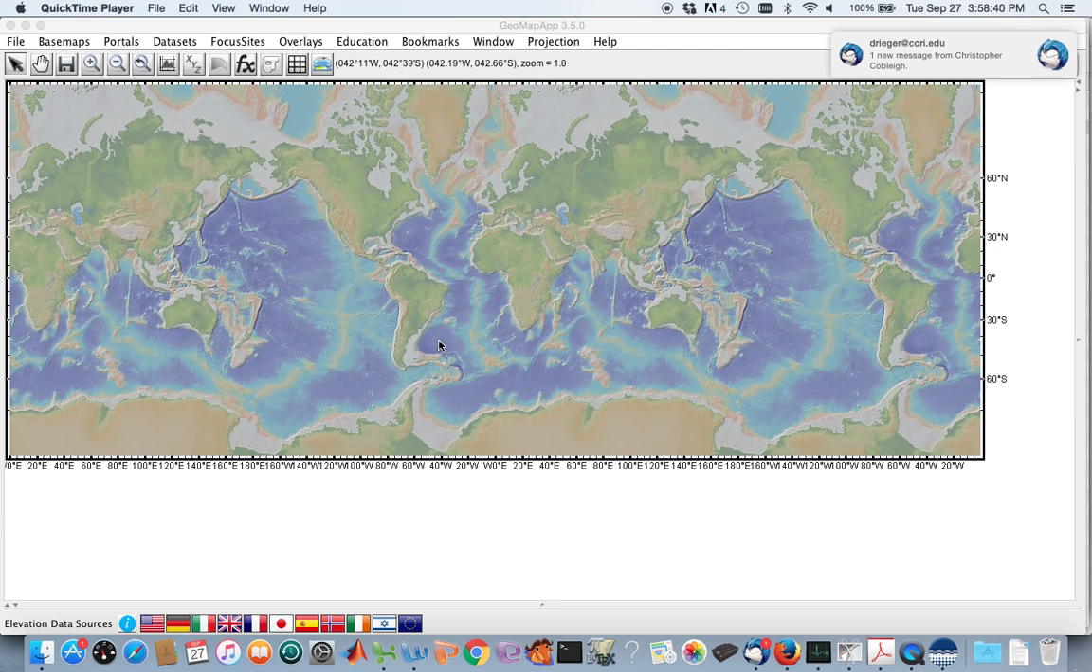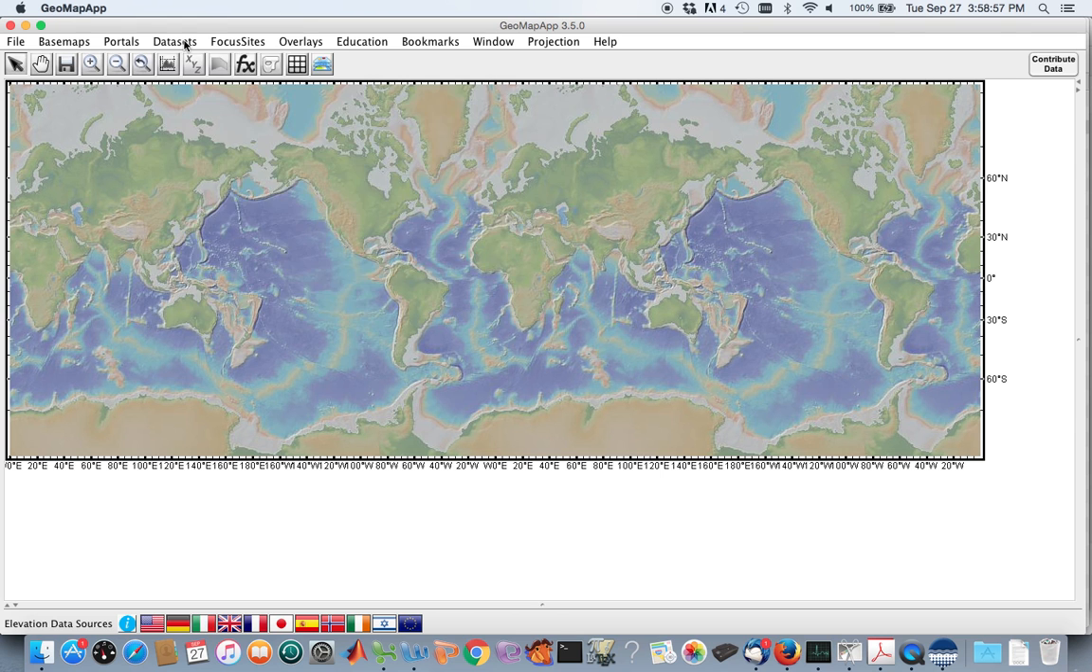Today we're looking at ocean sediments. We're going to look at the distribution of different types of sediments. We're going to look at the sorting of sediments, especially neritic sediments. And finally we're going to look at some images of sediments on the sea floor.